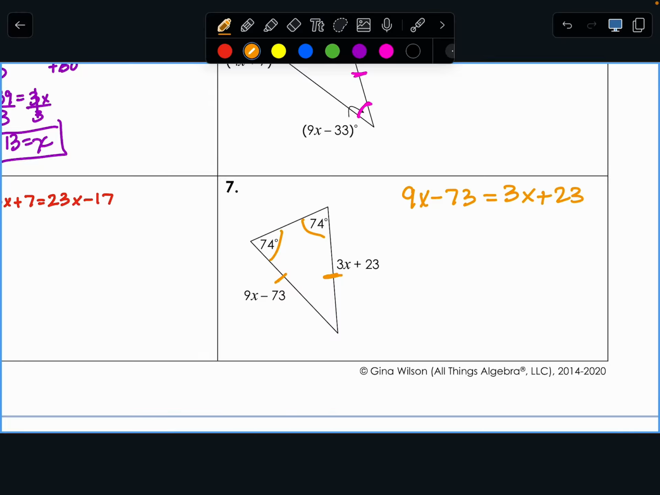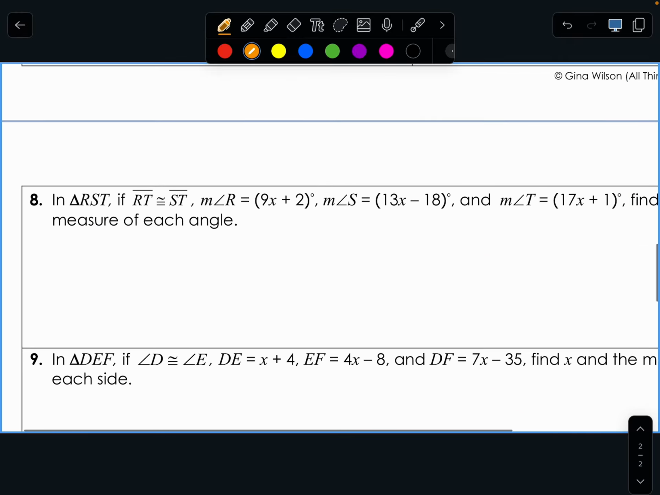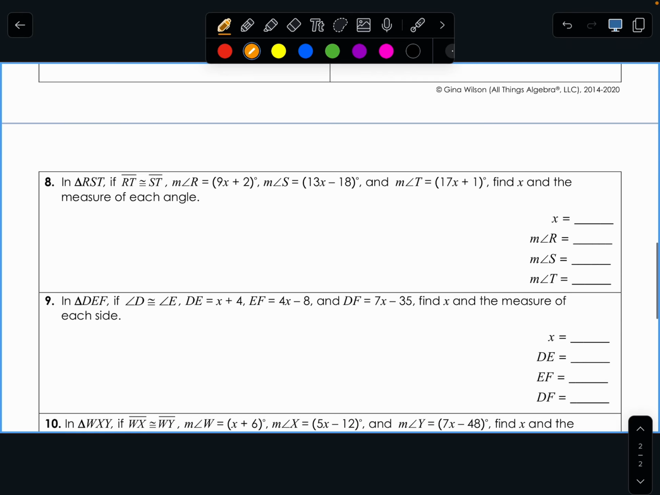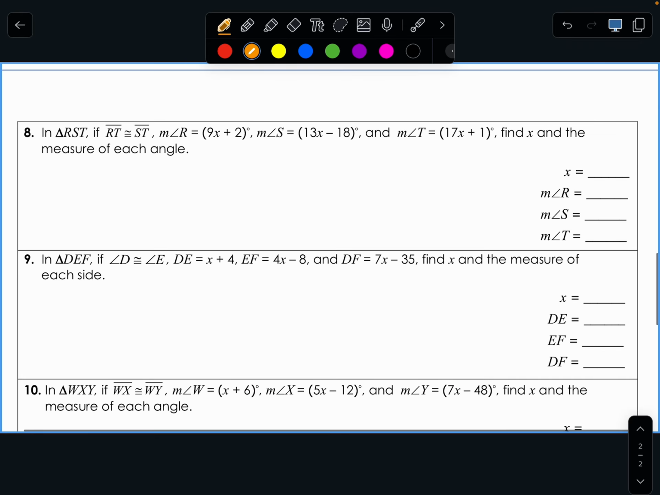Now, here comes the real understanding, because now you've got words. I know, words are awful. So first of all, I have a triangle. And this is the order, so it goes RST, and I always just go clockwise. So RST.